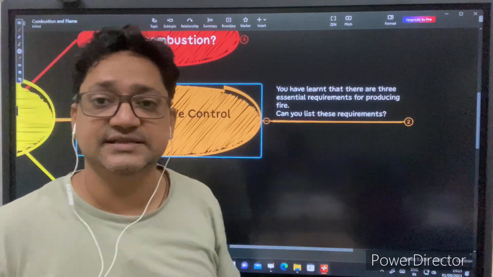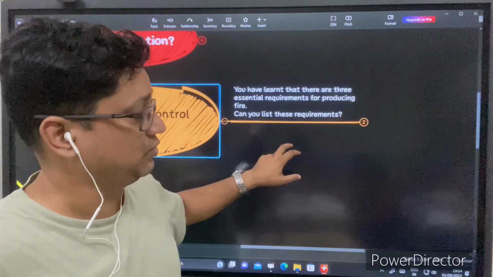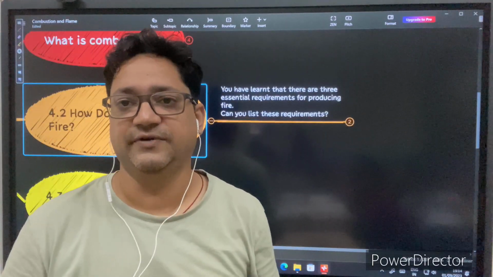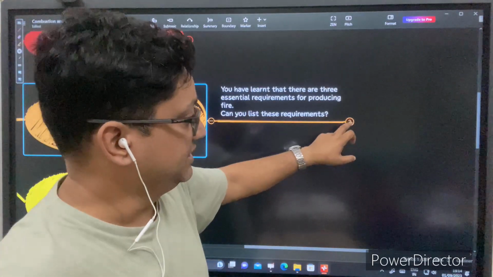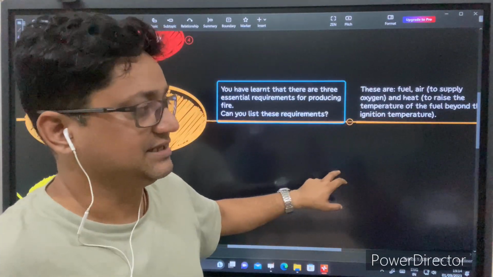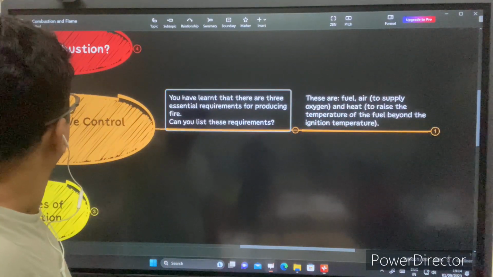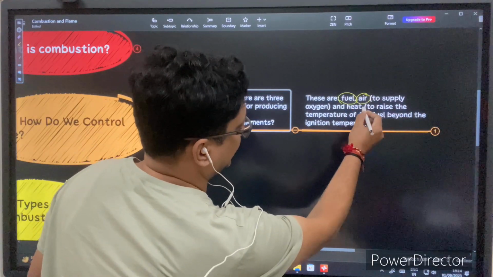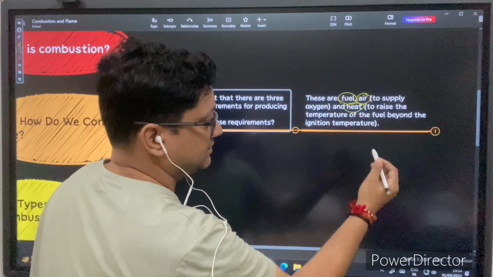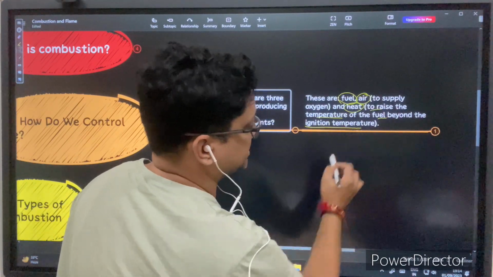Can you list these environments? The 3 environments that are required for any substance to catch fire. Just think about it. That has already been discussed in the class, but I am telling you here, these are the fuel, air and heat. Heat that raises the temperature of a fuel beyond the ignition temperature.